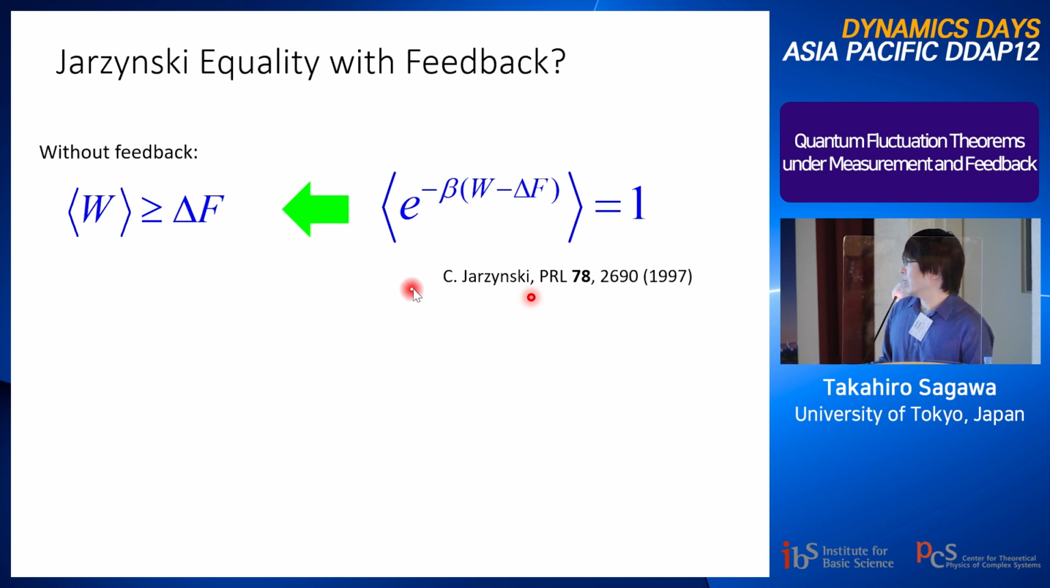If you expand the exponential inside the ensemble average, you will have the second, third, and fourth orders of fluctuations.